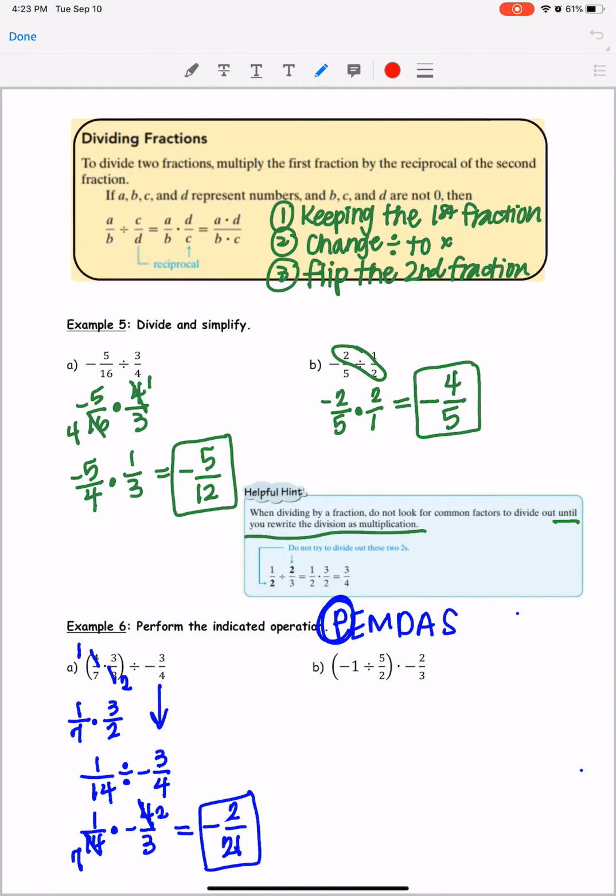Okay, let's try again. This time, we have to start with the division on this one. So, change this into a fraction first off. So this is negative 1 over 1. We're changing division to multiplication, and then we have to flip our second fraction.